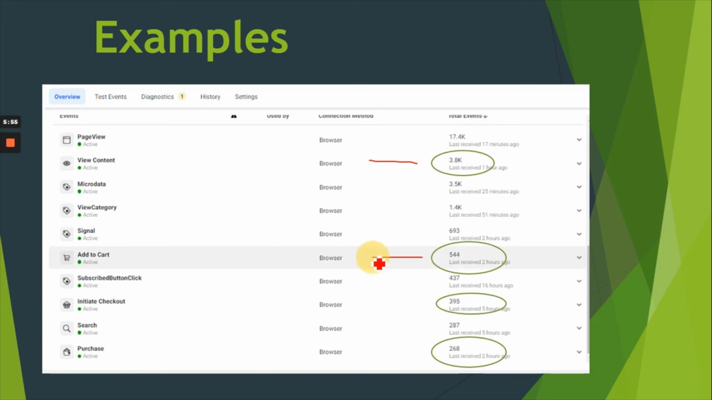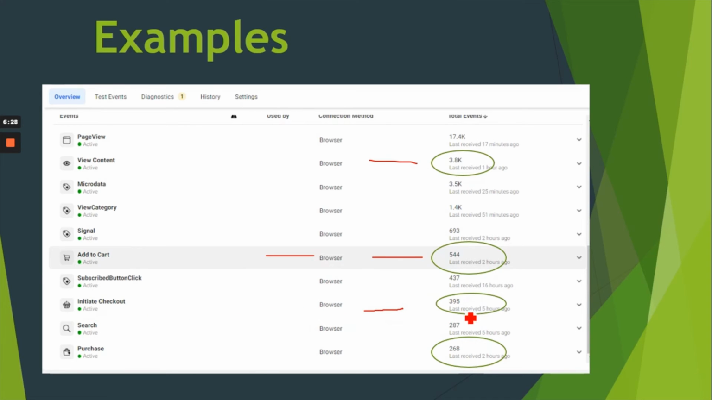Okay, and at this stage, as you can see, there are 544 people who added items to their cart. But if we take a look at the other number, which is the initial checkout, only 395 people did the initial checkout. So the people who didn't initial checkout, I will retarget them with another ad. Okay, so these are actually the three retargeting ad campaigns, and the same happens here at the initial checkout.